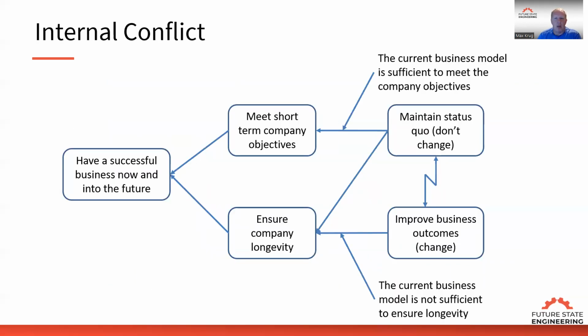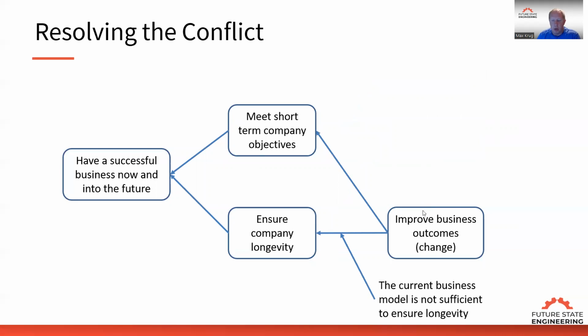So if I go back to the conflict cloud, this internal conflict they had, it's like, which one of these assumptions don't we like, or which one of these needs, or which one of these actions don't we like? And it's this one here on the top of maintaining status quo. So what we want to do is invalidate that assumption that the current business model is sufficient to meet the needs. It's actually not sufficient.